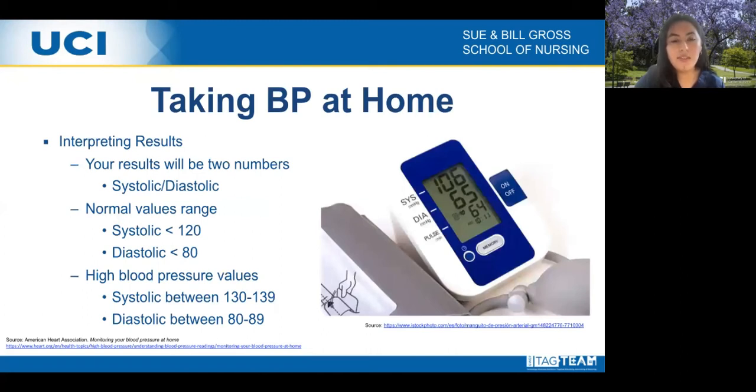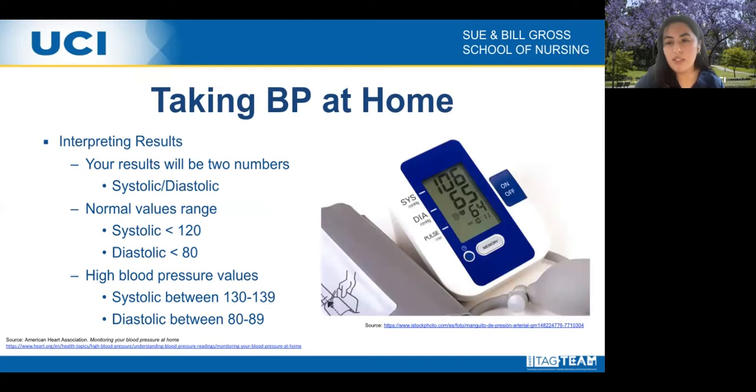And now the last step is interpreting your results. So your blood pressure monitor will show a few different numbers on the screen. The top number is the systolic. So in the picture I've shown, the systolic is 106. And then the second number is the diastolic, and that's the number directly under the systolic. And in the picture, that's 65.